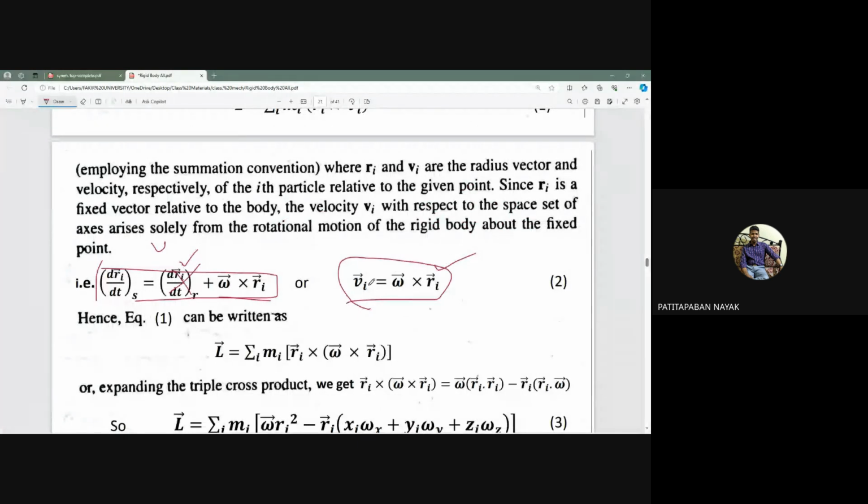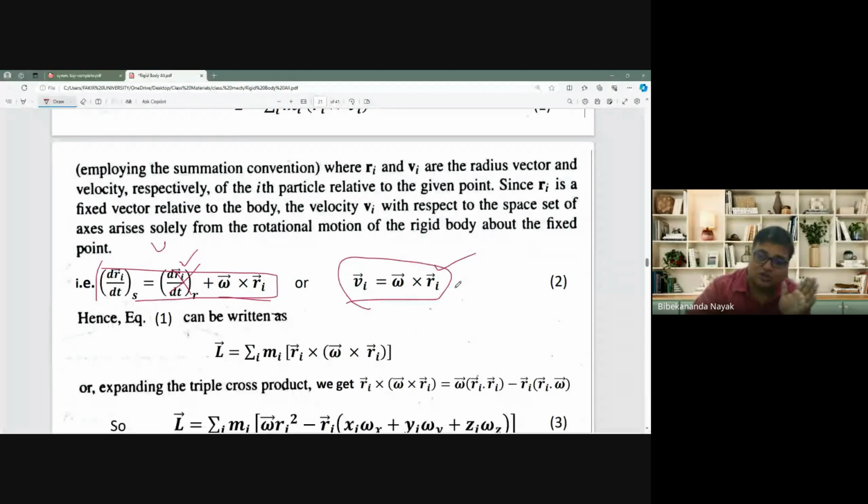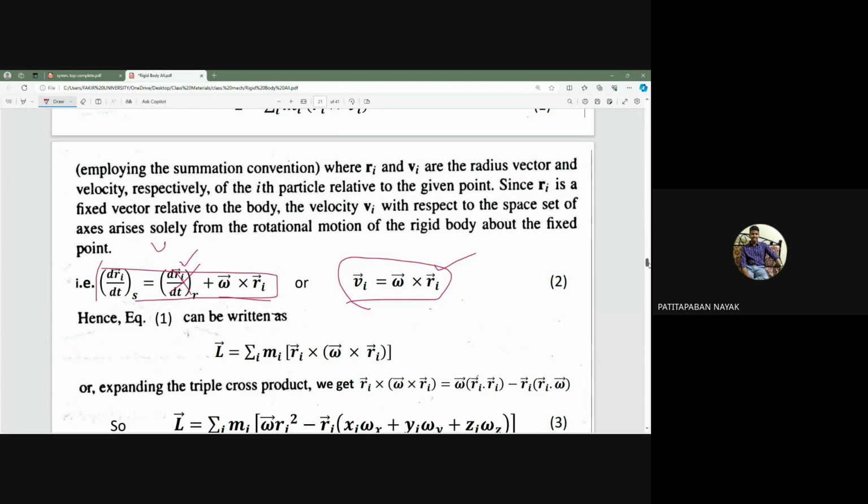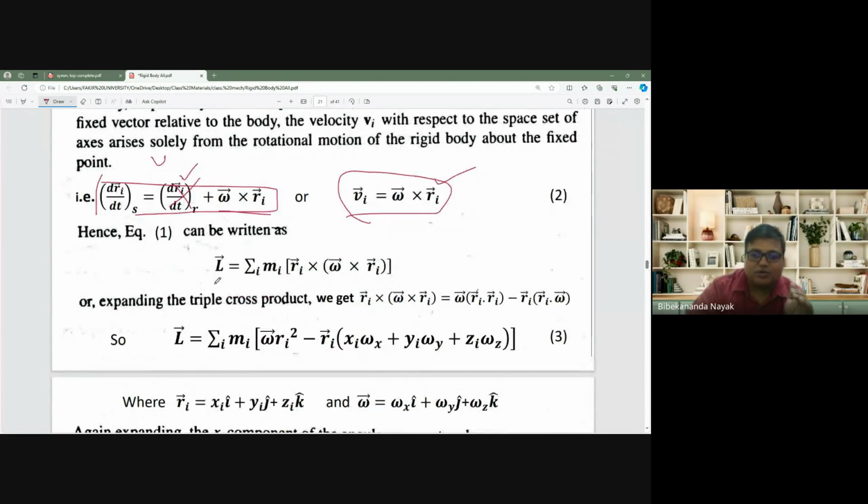So v is equal to omega cross ri. But you know v is equal to r cross omega; here it is slightly different: omega cross ri. If you forget this, then you can't get the result. So v is equal to omega cross ri. Now the angular momentum L is equal to the sum of mi ri cross vi, and in place of vi we write omega cross ri.